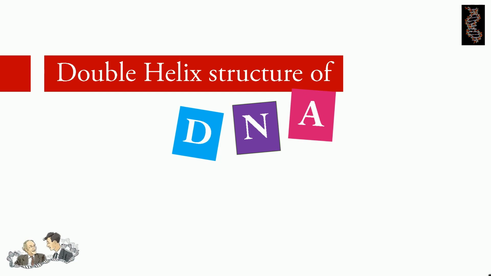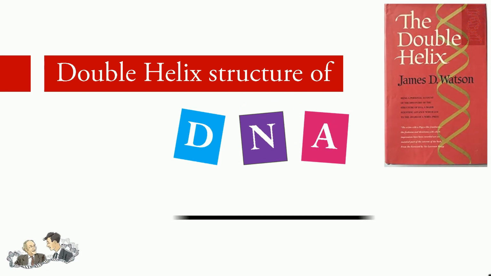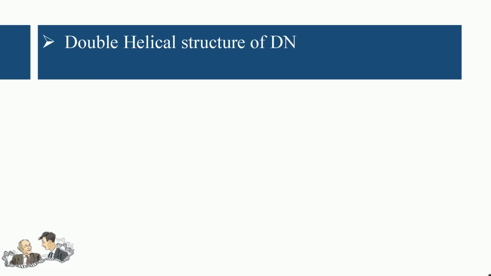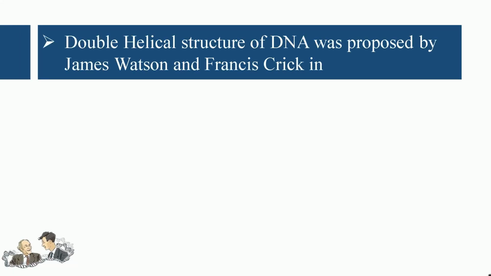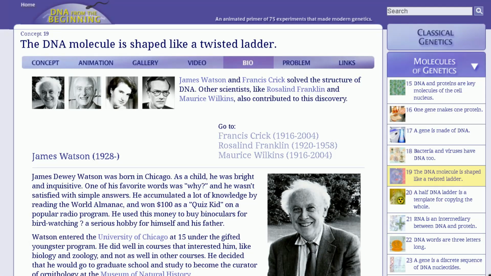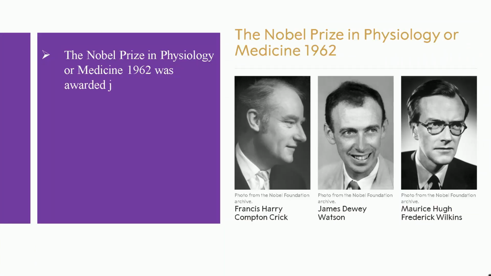In this video, we are going to learn about important features of double helical structure of DNA. The double helical structure of DNA was proposed by James Watson and Francis Crick in 1953. They described the DNA molecule as a twisted ladder, and in this work, they were also supported by other scientists like Rosalind Franklin and Maurice Wilkins.